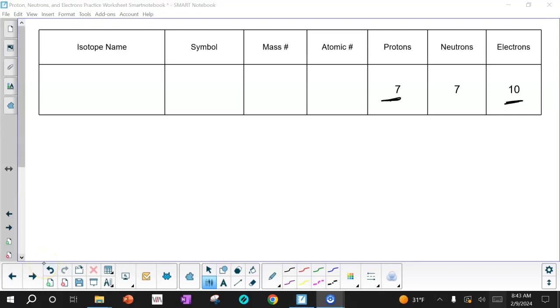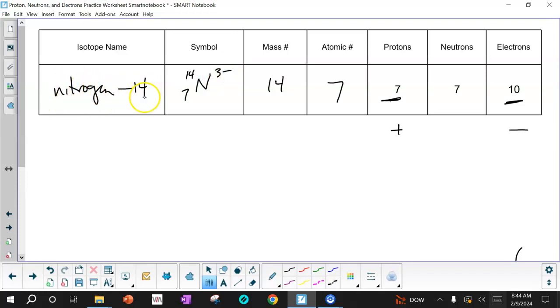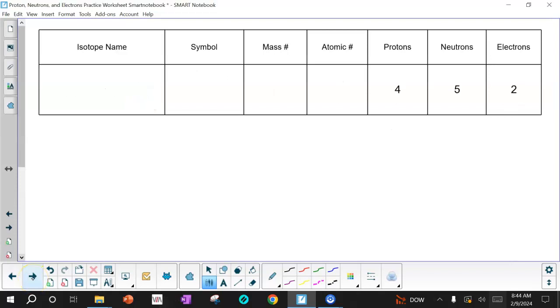So once again, 7 protons, 7 atomic number. 7 and 7 gives me 14. So this happens to be another isotope of nitrogen, so nitrogen 14 and 7. The thing that's different here is that protons and electrons are different. We remember that protons are positive and electrons are negative. And so if I have more electrons than protons, more negative charges, that's going to make my ion negative, or an anion. How much more negative is it? Well, that's 3 greater, so it's 3 minus. And so nitrogen-14.